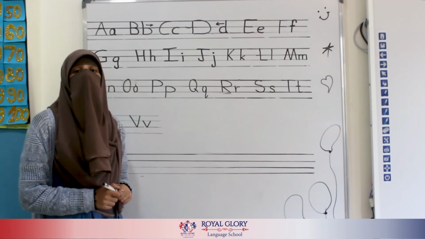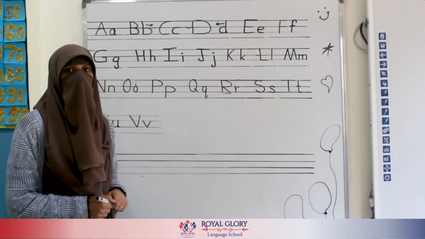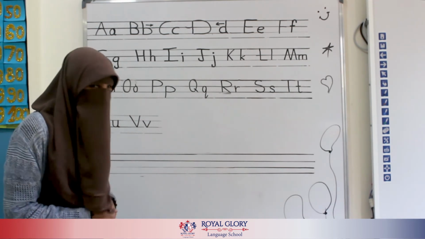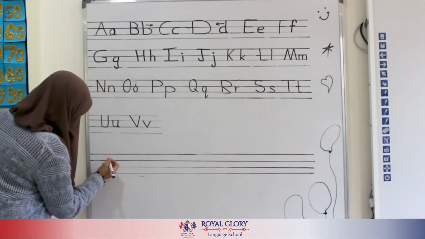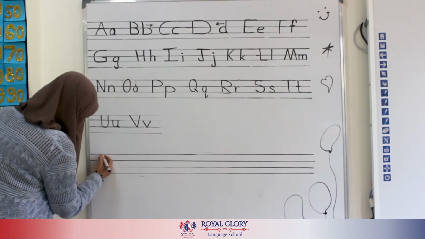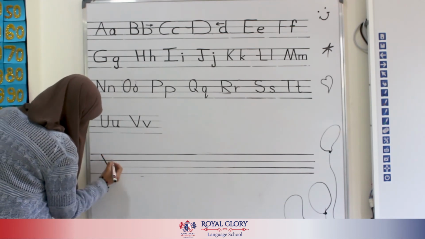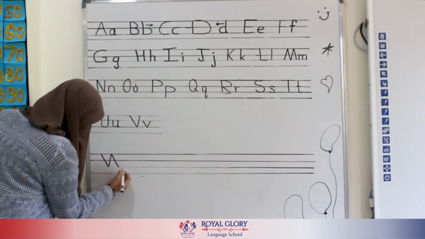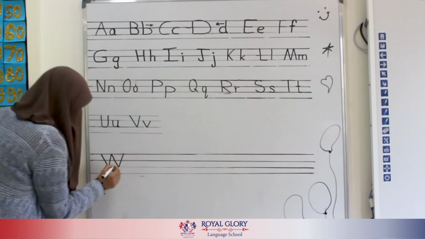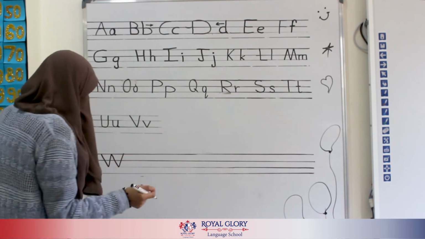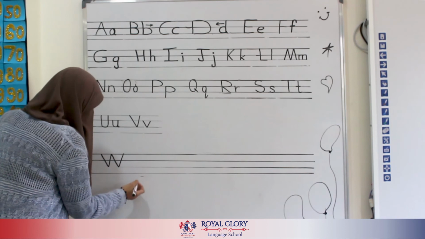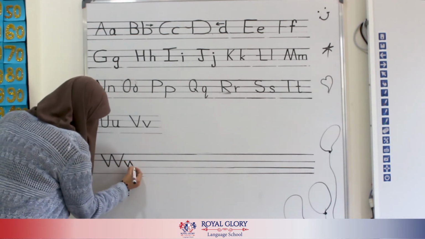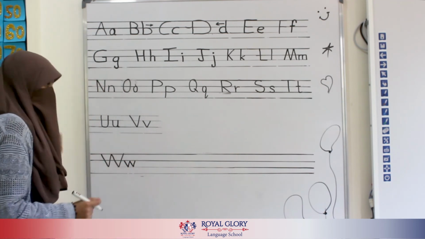Okay. Letter W. Its sound is W, like in whale or watch. How to write it? The uppercase: slanting line down, slanting line up, slanting line down, slanting line up, like a double V. Okay. The lowercase between 2 lines: slanting line down, slanting line up, slanting line down, slanting line up.